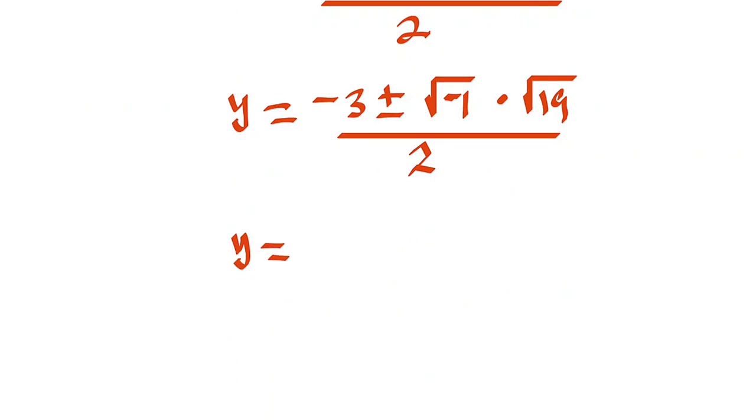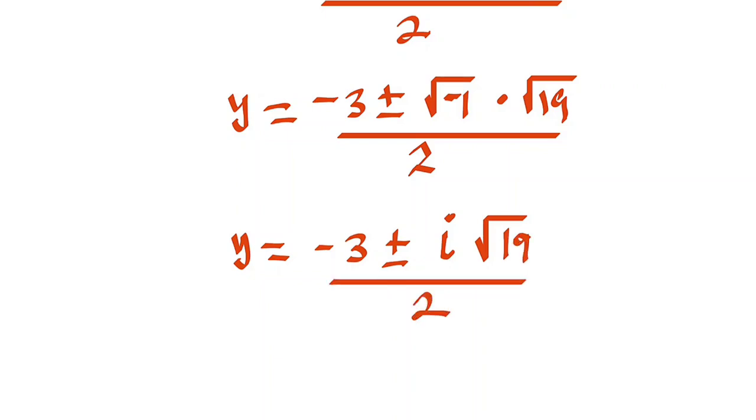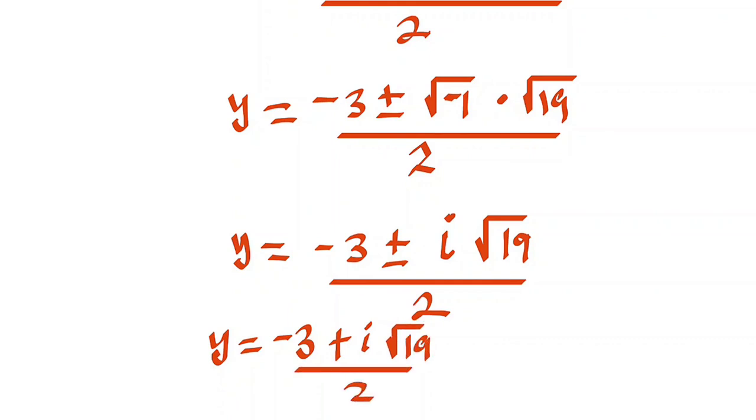y equals minus 3 plus or minus. Now the square root of minus 1 is what? Is i. So we have root 19 divided by 2. So now from there, we still need to recall. We know that we are having y equals minus 3 plus i root 19 over 2. That is when y is greater than 0.